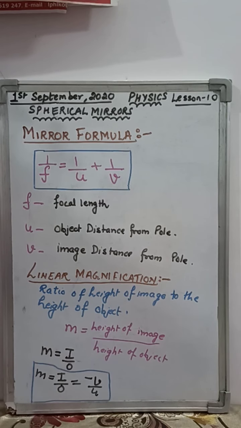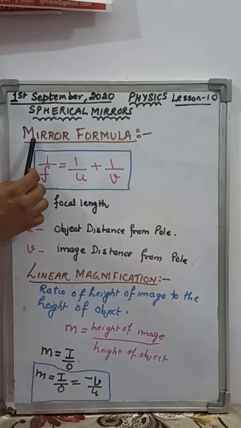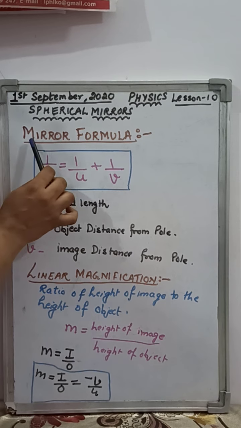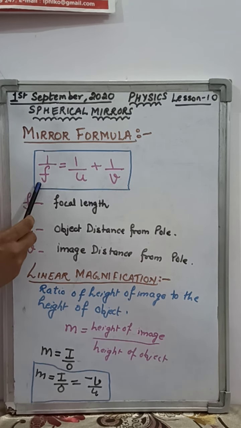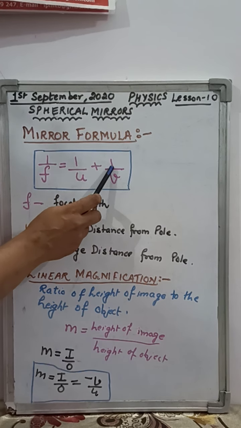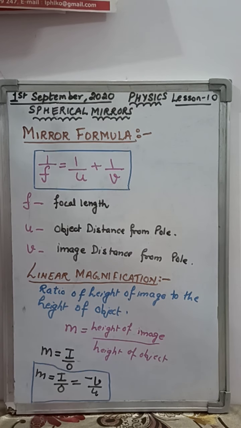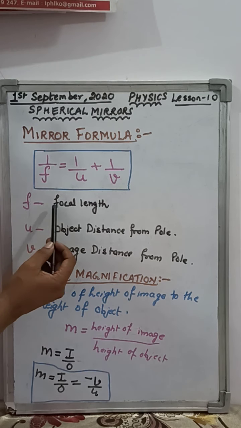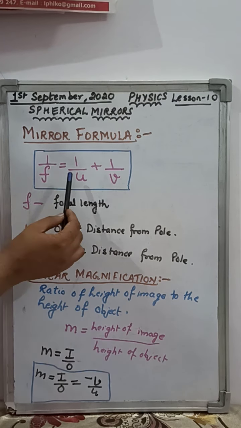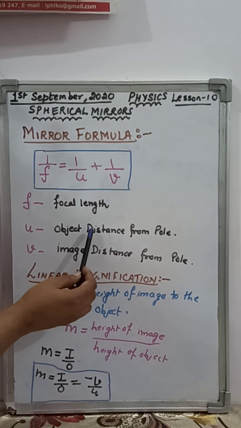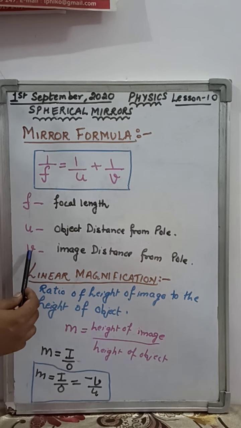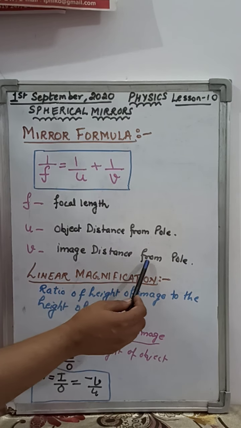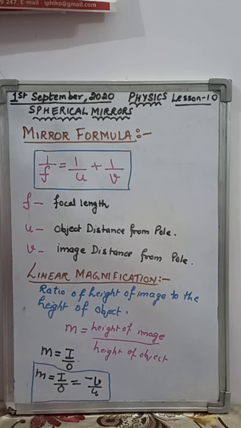Now students, we will do formulas related to spherical mirrors. The formula is the mirror formula, known as 1/f = 1/u + 1/v. Now let us understand the meaning of the symbols. Small f stands for focal length. Small u is the object distance from the pole of the spherical mirror. Small v is the image distance from the pole of the spherical mirror.